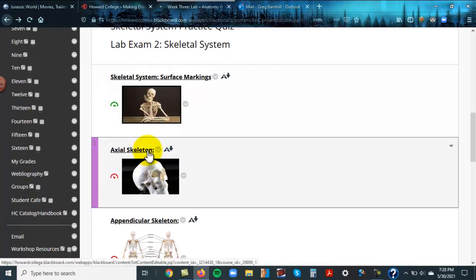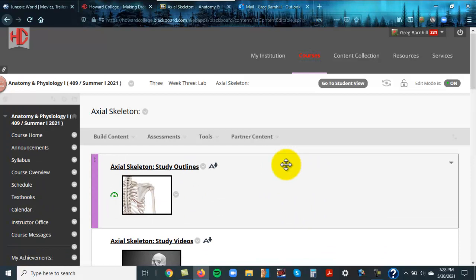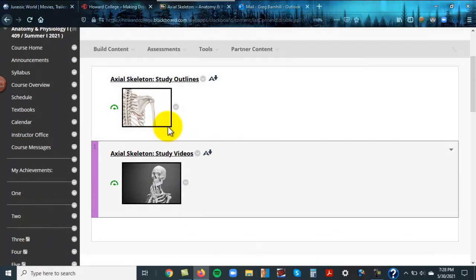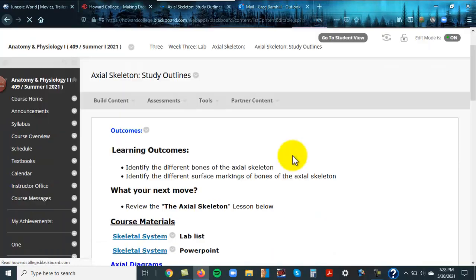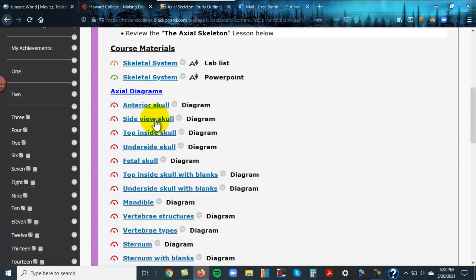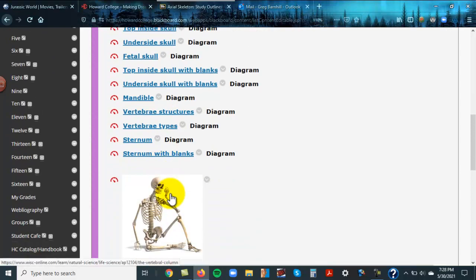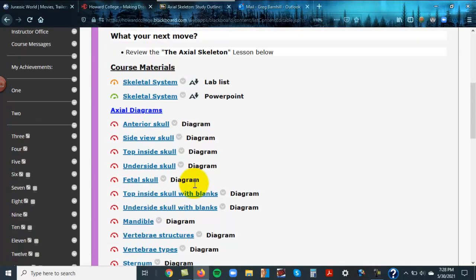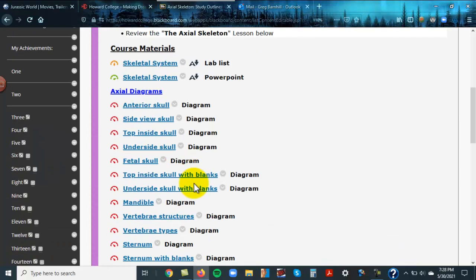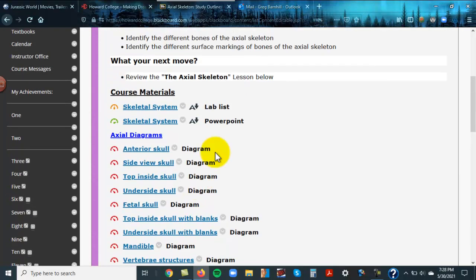So the axial skeleton, which is the cranium, skull, vertebral column, sternum, ribs, all that kind of thing. Here are the outlines here. So these are all diagrams. We are doing this a little differently. But if you're able, you can label those on your computer.